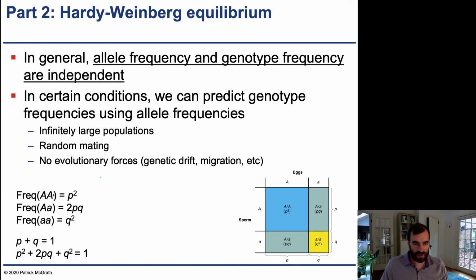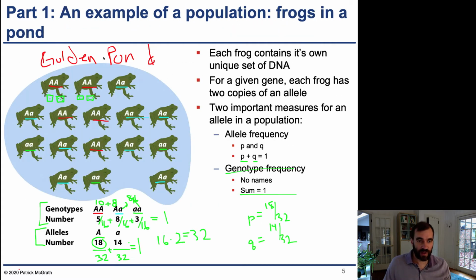Okay, part 2 is Hardy-Weinberg equilibrium. So in general, allele frequency and genotype frequency are independent from each other. If I gave you a population of frogs and asked you to calculate the genotype and allele frequency from that, you should be able to do that.